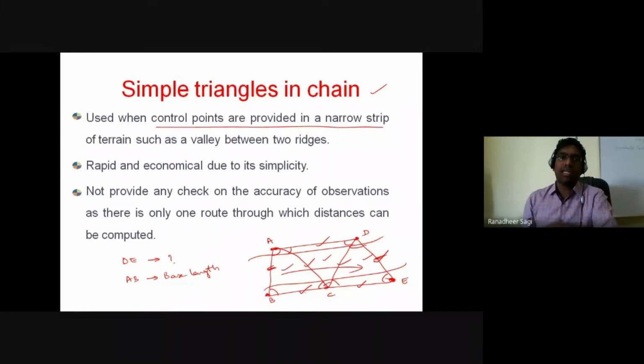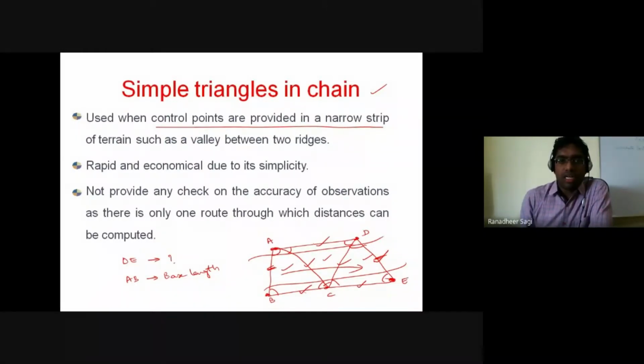In the other techniques, I'll be talking about the other alternative routes also by which I can find out the same length DE. Okay, so that's the difference we have with respect to simple triangles when compared to the other techniques. Let us try to understand that in the next couple of slides.